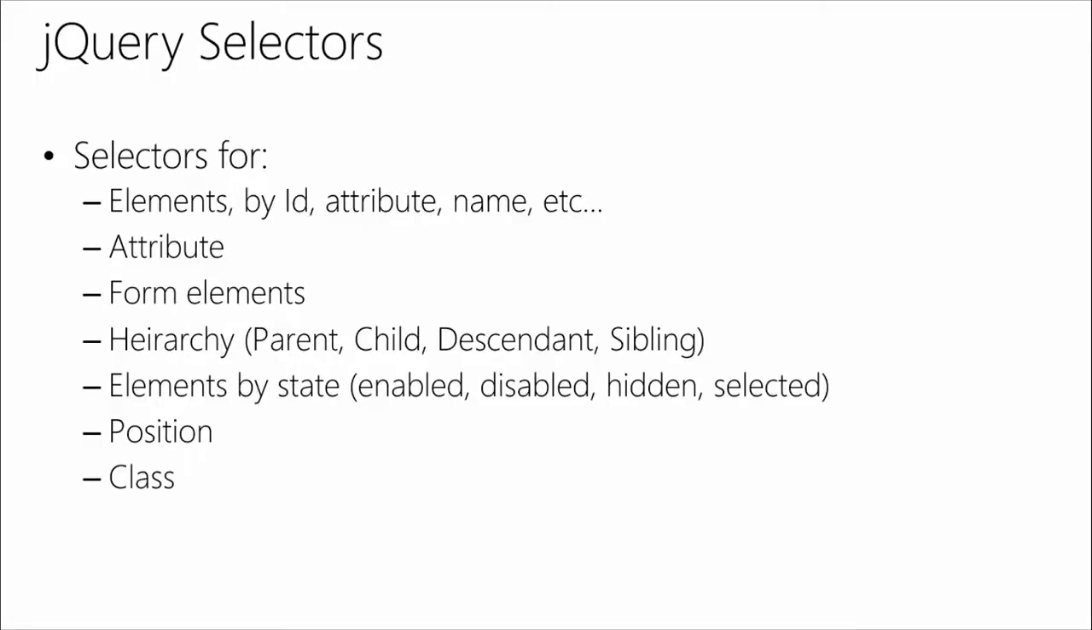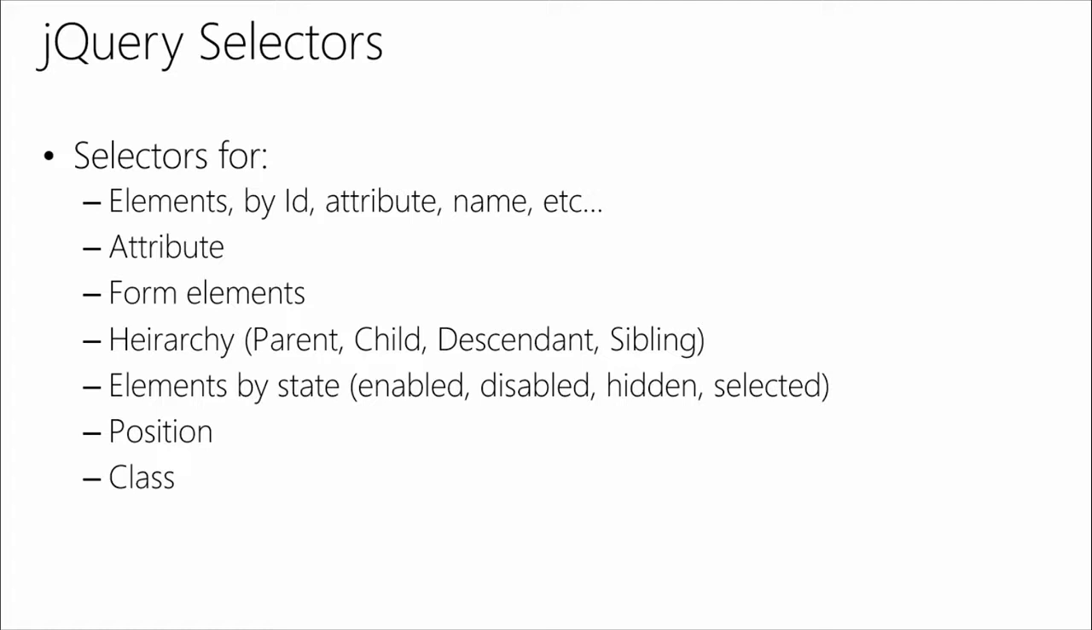So again, with selectors, CSS, that's kind of the big deal behind them since we're going to use that same syntax. So we have selectors for all sorts of different things. Elements, just to grab a single element, maybe by its ID, by the attribute, by its name, by the type of element that it is. We can also select via the attribute values. Form elements, that's an important one. Forms are everywhere. Hierarchy, so we could do parent and child, descendants, all of those kind of attributes.